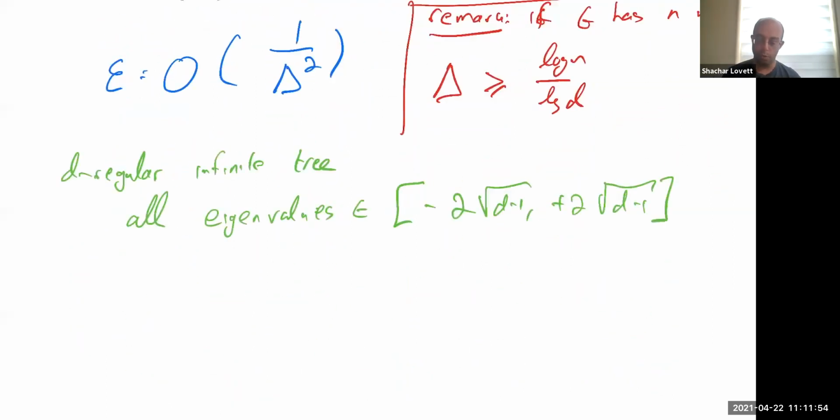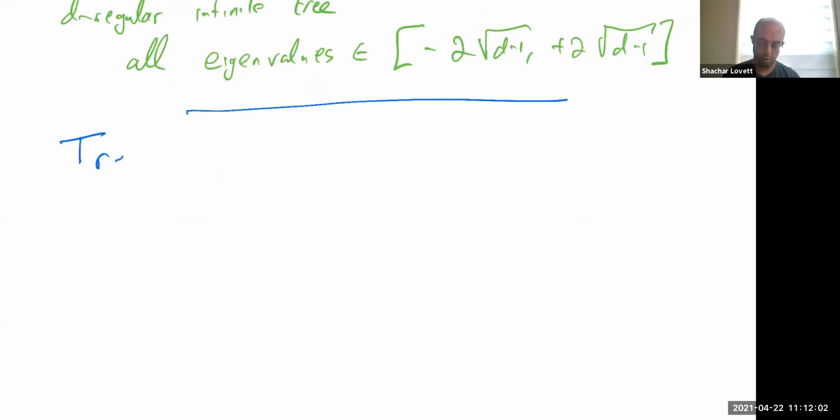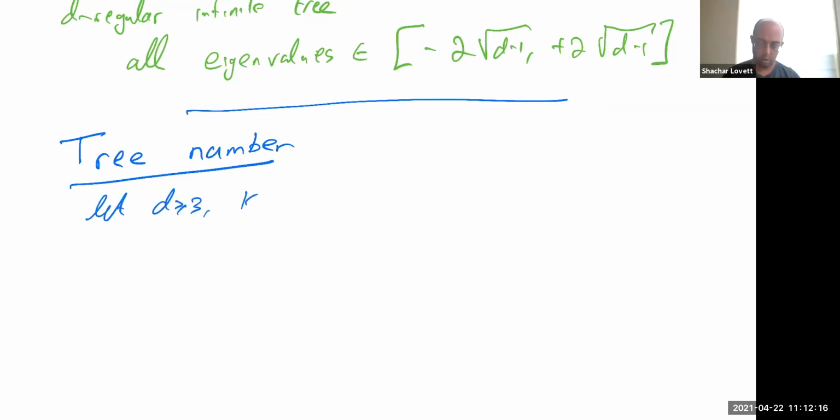So now our goal is to prove the Alon-Boppana theorem. And our proof is going to rely on something called the tree number. So I want to define this. This is going to be a combinatorial quantity. So let d be at least 3, and k at least 1. We define, let's call it T_d^{2k}, a number.